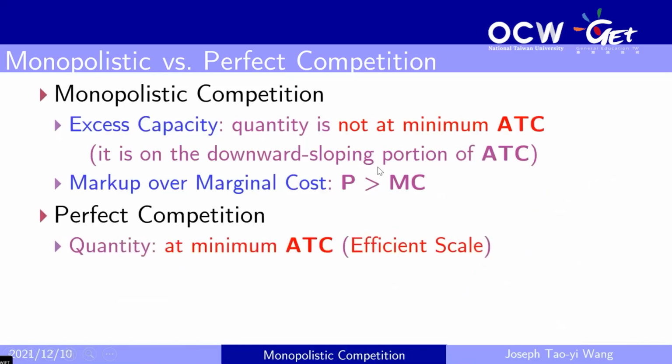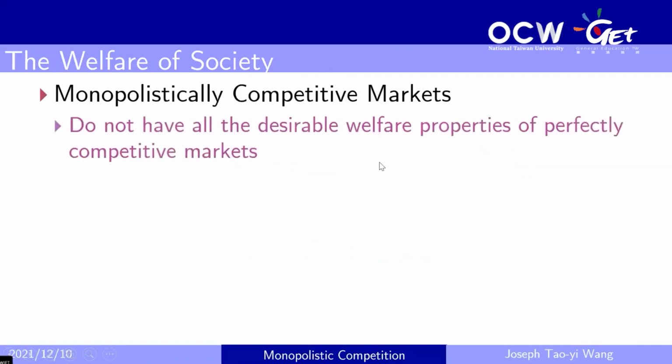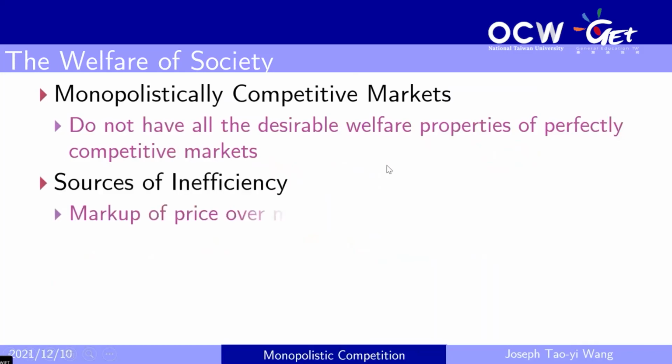Of course, in contrast, under perfect competition, you are producing at the minimum of the ATC curve in the long run, so that's the efficient scale. And then you're pricing at marginal cost, so in that sense, you are maximizing total surplus. So what this means is that a monopolistically competitive market does not have all the good properties like perfect competition. Because you are pricing above marginal cost, there's this markup.